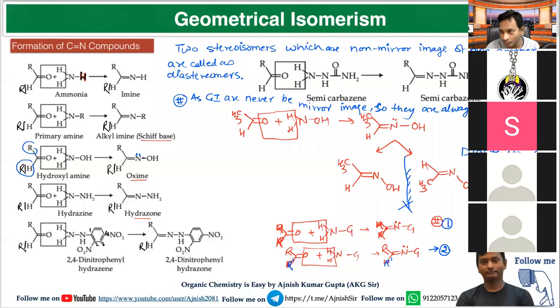Here, this lone pair and bond pair will always be different. Here, if this part and this part are different, in that case only the carbon double bond nitrogen system will show GI. So, when an unsymmetrical aldehyde or ketone reacts with NH2Z, the compound formed will show GI. Is it clear to everyone? Yes, sir.